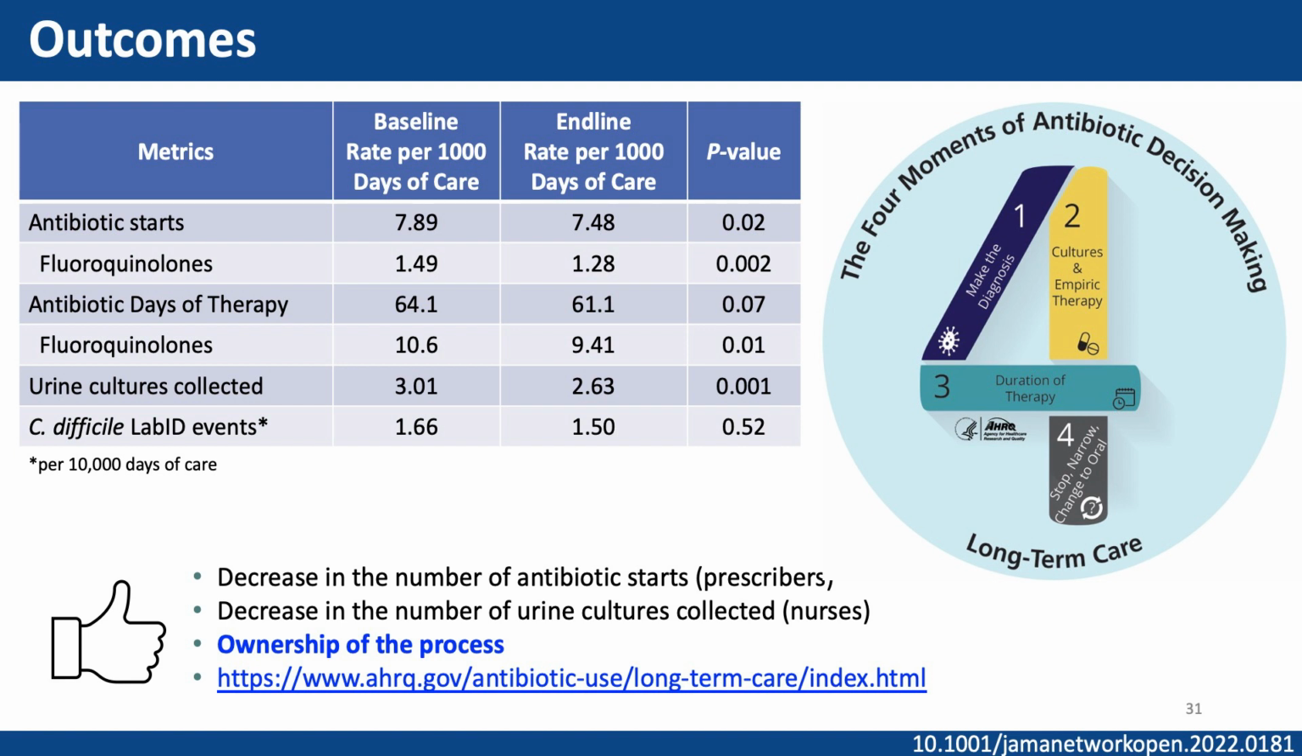So what I would suggest, instead of going for long courses, is to work with your practitioners about going to a 5 to 7 day course for most things, and then if someone is still sick, you can extend it and rethink what's going on there. And then number 4 is stop, narrow, and change to oral agents when you can.